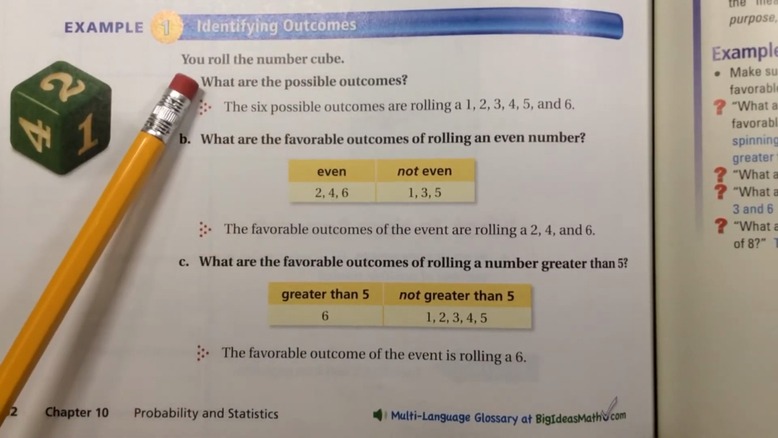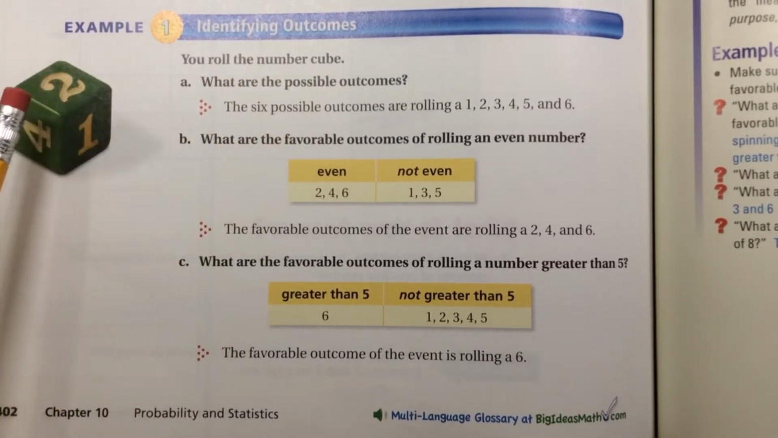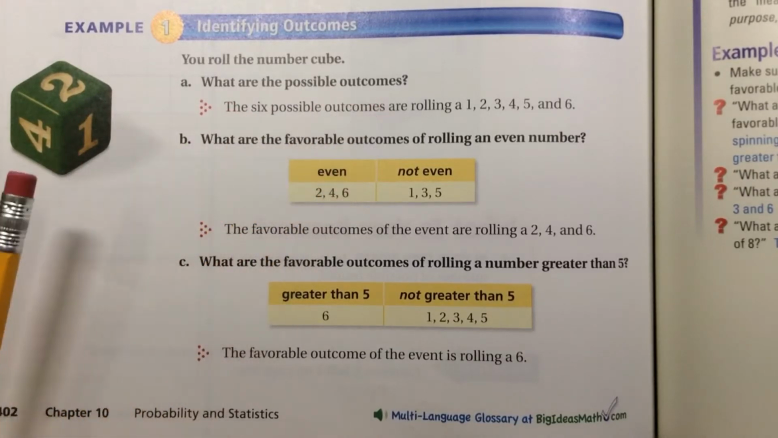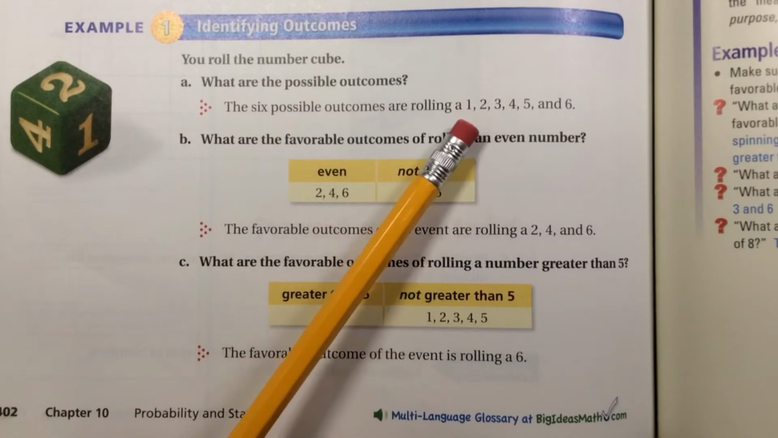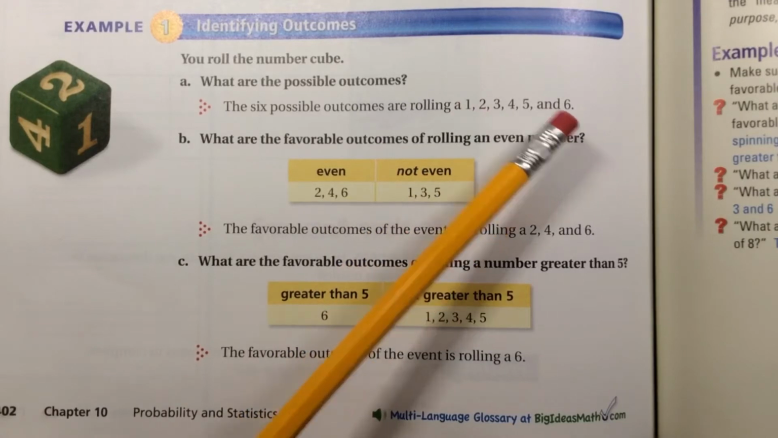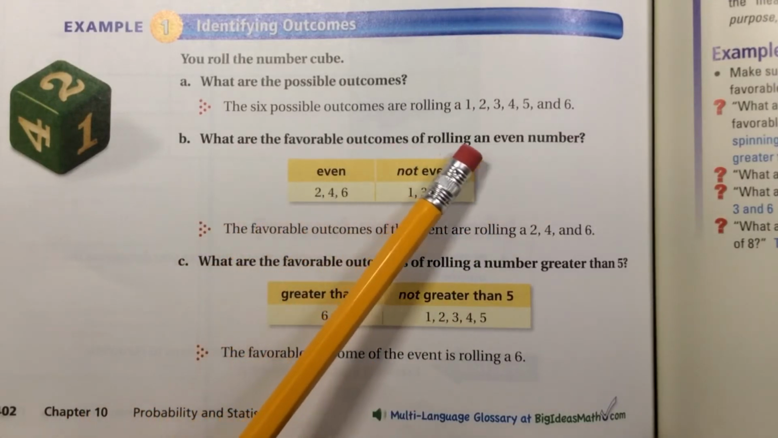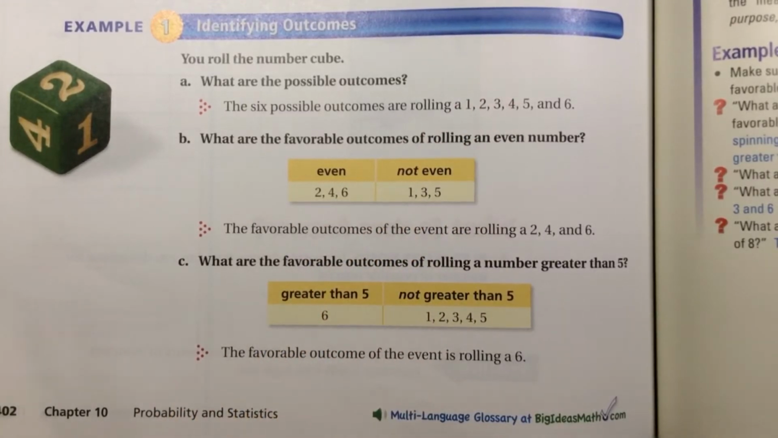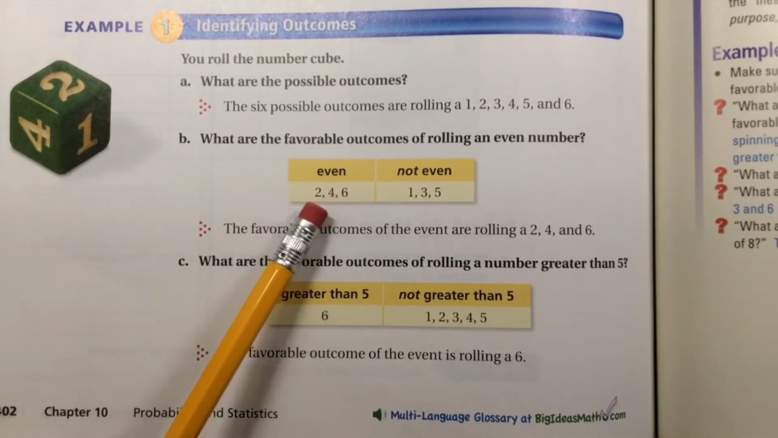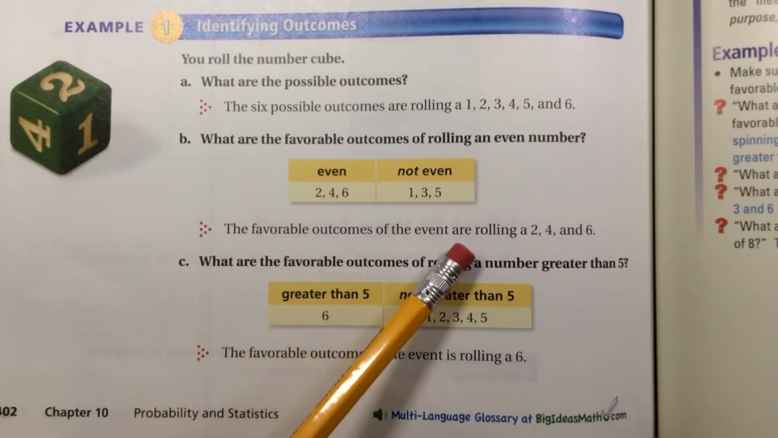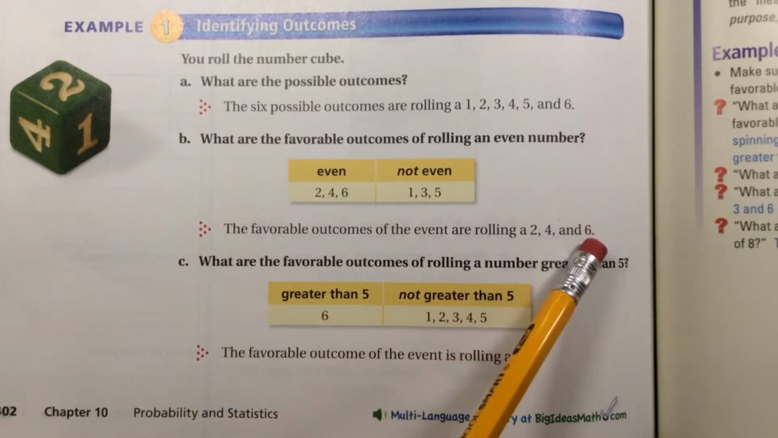Identifying the outcomes. You roll the number cube right here, 1, 2, and there's a 3, a 4, a 5, and a 6 all on this number cube. What are the possible outcomes? Well, we have to list all of them. Notice they did not just put 1 through 6. They actually listed them out. 1, 2, 3, 4, 5, and 6. What are the favorable outcomes for rolling an even number? Well, there are still 6 possible outcomes, but how many of them are even? 2, 4, and 6. So there are 3 even. 3 are not even. The favorable outcomes of the event are rolling a 2, a 4, and a 6.